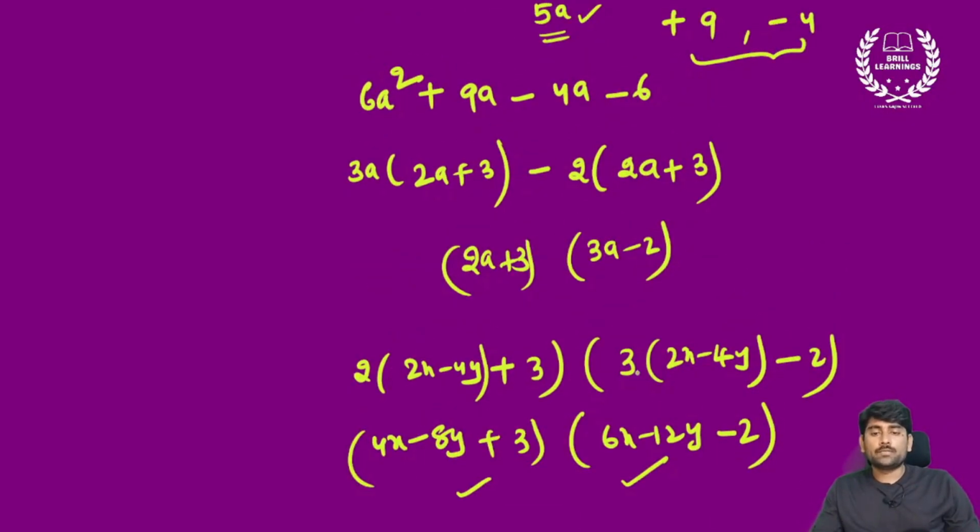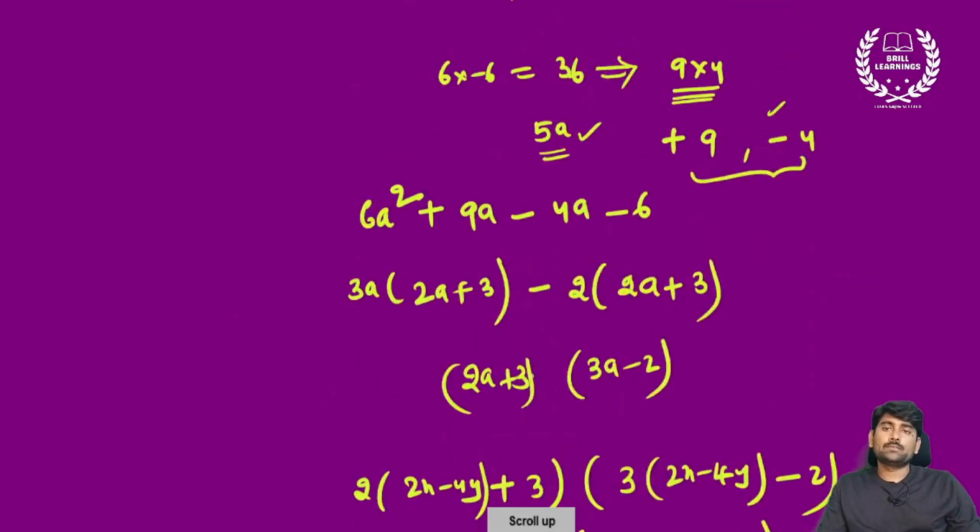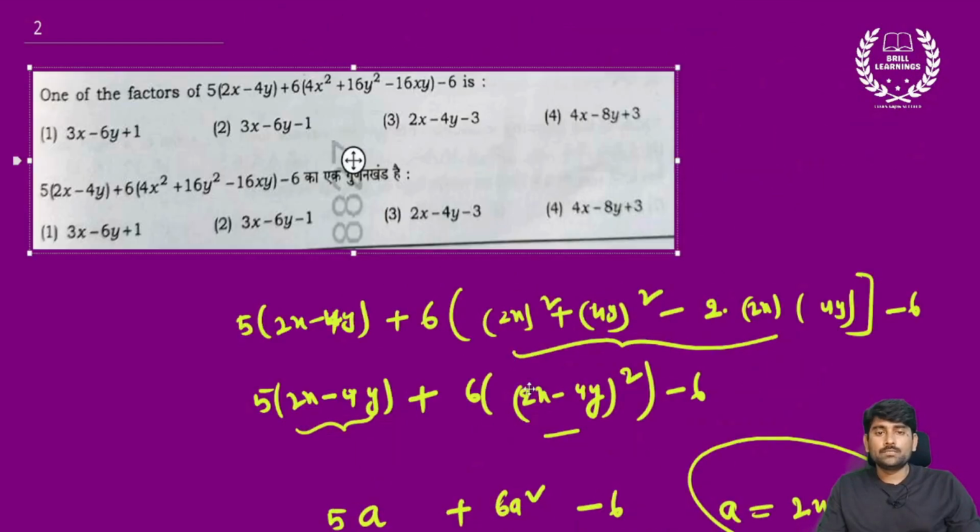They have asked for one of the factors, which means the first factor is the right answer here. Okay, 4x minus 8y plus 3. Both are right answers here. There are other approaches as well, but the traditional approach is the apt one here. That is why I have gone through the traditional approach. Okay, let's move on to the next question.